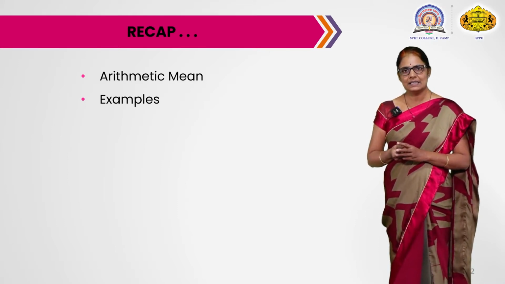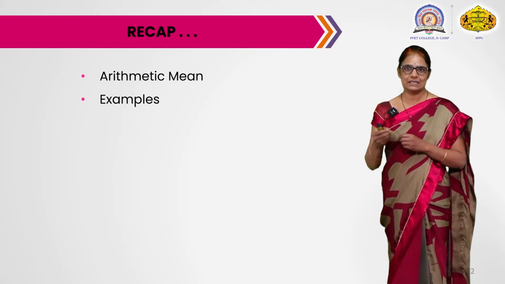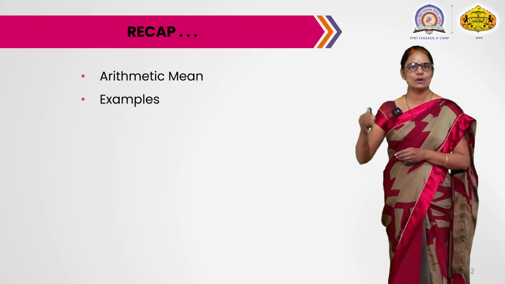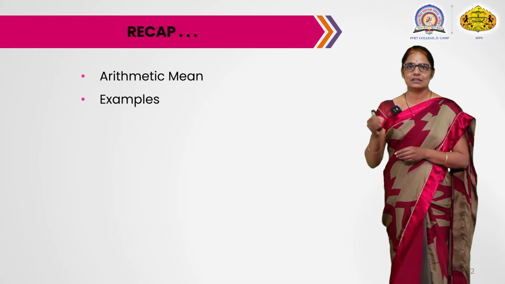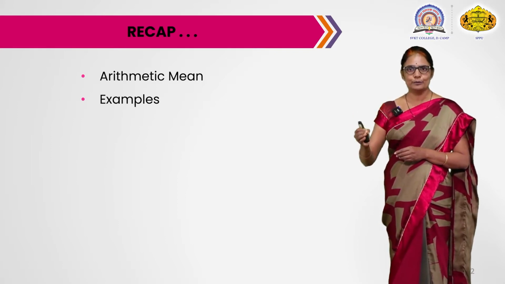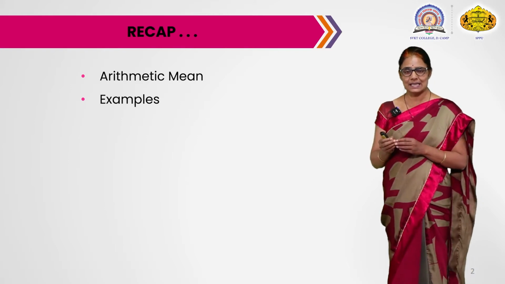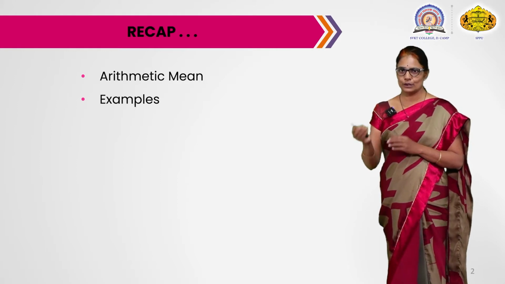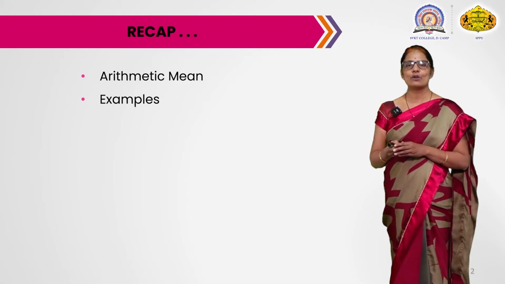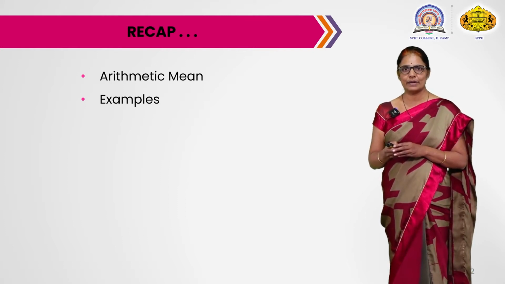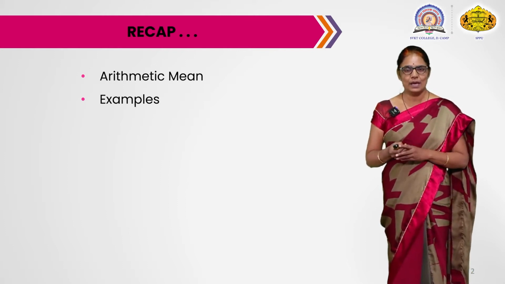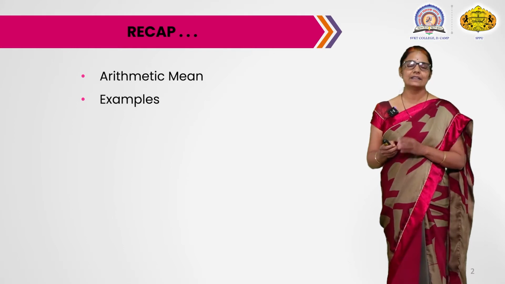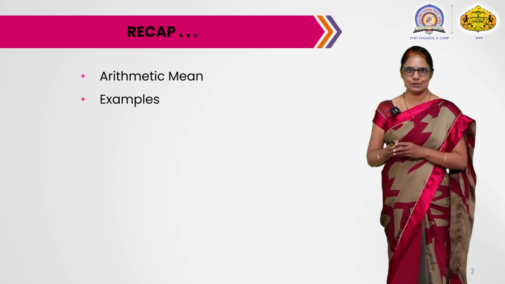If data is given in terms of an ungrouped frequency distribution, we are given the observations x1, x2 up to xn, and the corresponding frequencies f1, f2, fn. In this case, we calculate the product fi xi, i from 1 to n. Then the arithmetic mean equals the summation of fi xi divided by the summation of fi, i running from 1 to n. And we also studied the third case, if the data is given in terms of a grouped frequency distribution.